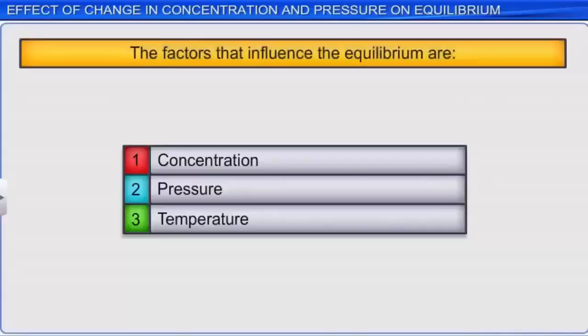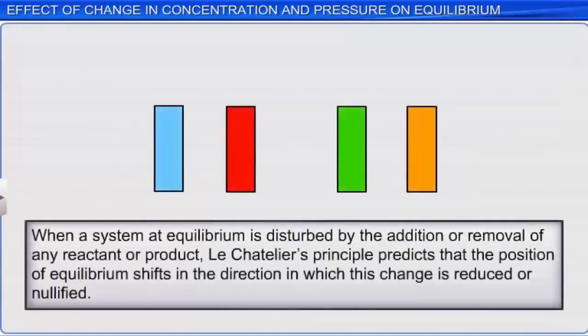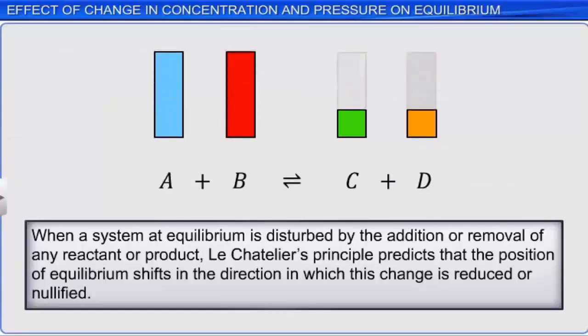The factors that influence equilibrium are concentration, pressure, and temperature. Let us learn about the effect of each factor in detail. When a system at equilibrium is disturbed by the addition or removal of any reactant or product, Le Chatelier's principle predicts that the position of equilibrium shifts in the direction in which this change is reduced or nullified.